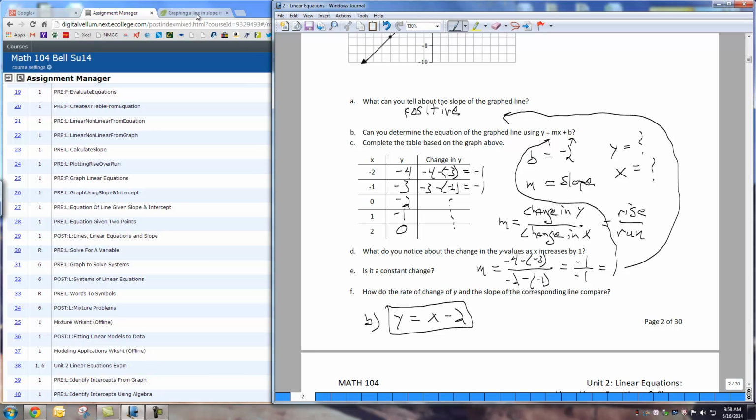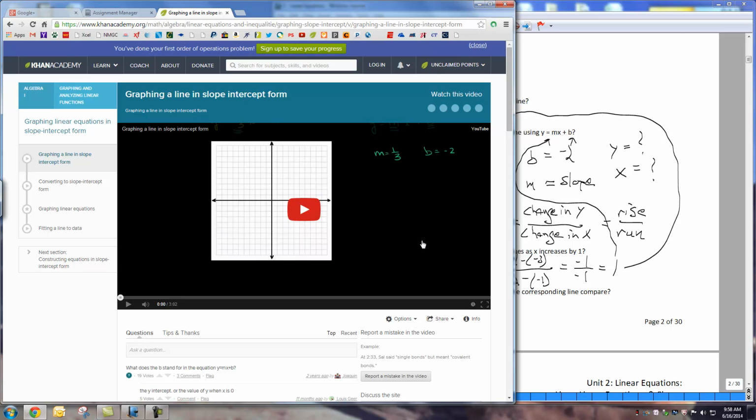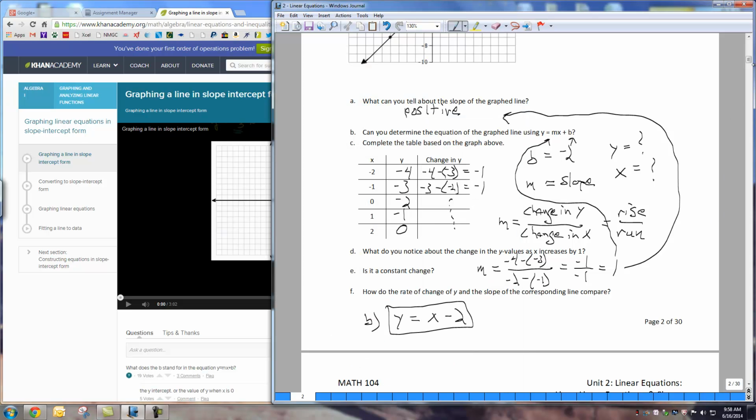Another very good tutorial on this stuff is here in Khan Academy. Graph a line in slope-intercept form. Notice here, look, they have an M is 1/3 and a B is -2. That y-intercept happens to be the exact same thing. So this video will help you understand what I'm covering here. So another extra resource for understanding the material. Let's look at the next one.